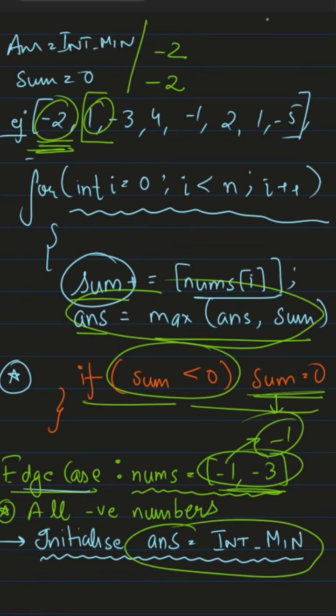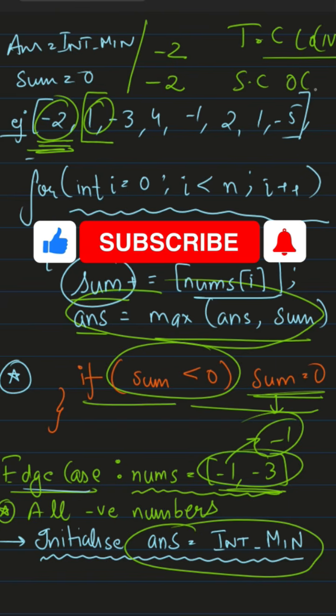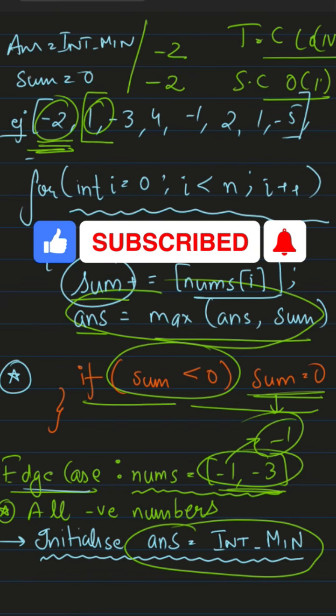Now, if we discuss the time complexity and space complexity for the question, time complexity is going to be big O of n for the for loop, and the space complexity is going to be big O of 1 for the two variables that we have stored over here.